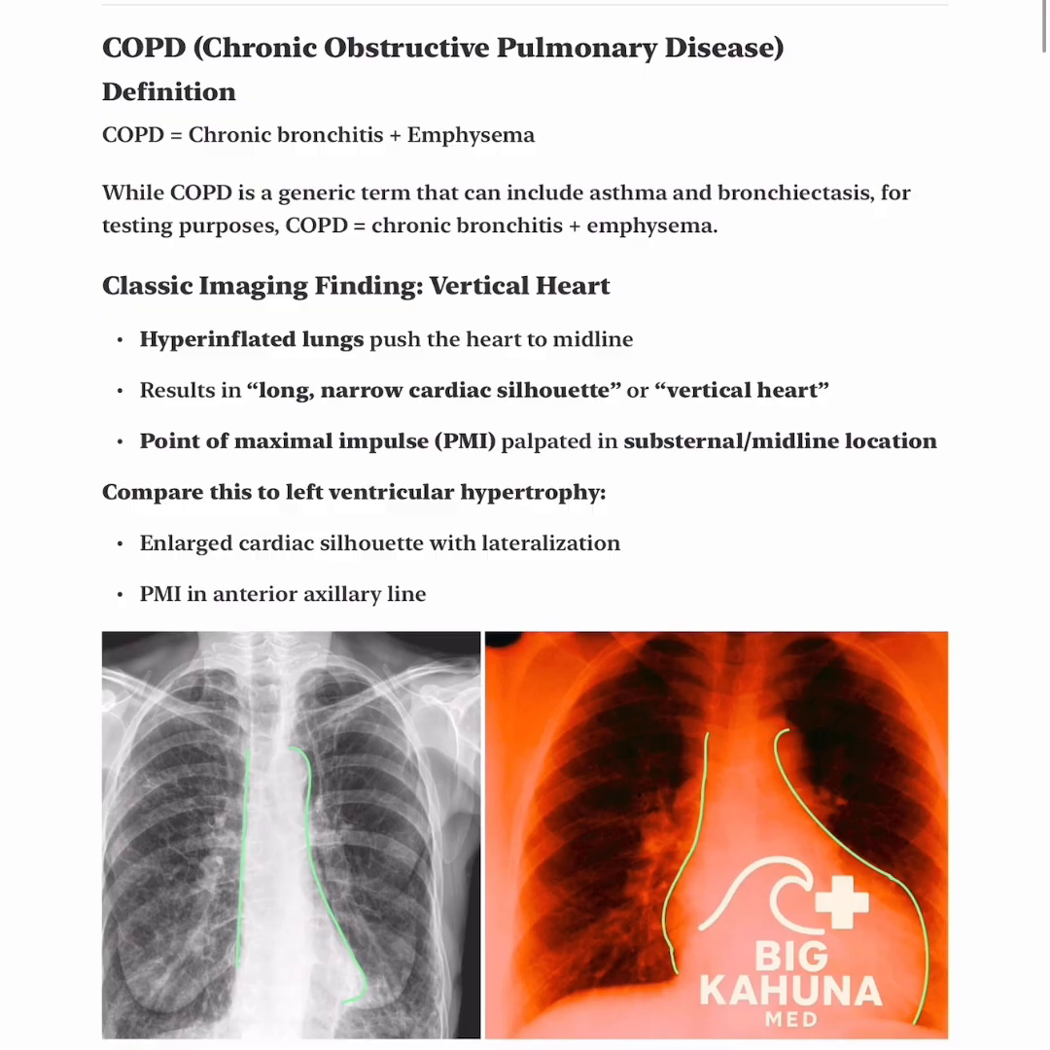We have nice little images here showing you exactly what that looks like. You're going to see that the heart is basically being smushed right behind that sternum. The point of maximal impulse is in the substernal midline location. I'm referencing that image on the left as compared to the image on the right, where you have an enlarged cardiac silhouette with lateralization. Here, the point of maximal impulse is in the anterior axillary line. This is presented for comparison's sake so that you understand the difference between COPD presentation via imaging as compared to left ventricular hypertrophy. We've got COPD here on the left and left ventricular hypertrophy here on the right.